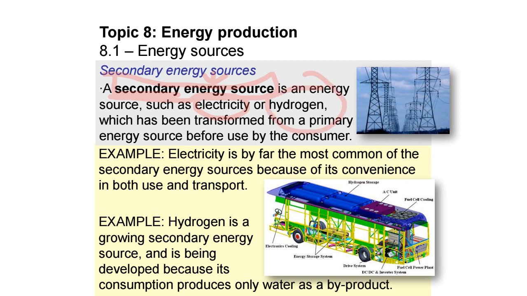Hydrogen is another one that's been thrown in there. It's a good example because you do have to process chemicals, or process your raw products, in order to extract the hydrogen, which can be used as a fuel. Anyway, the idea of a secondary energy source is that you have to do something to get it in the first place.